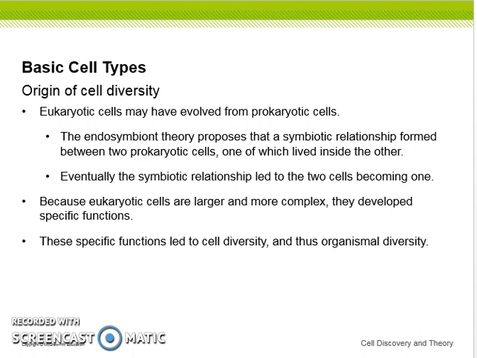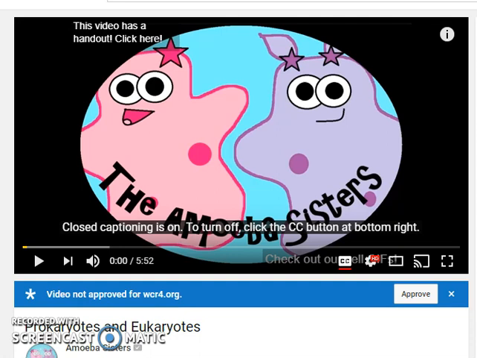The endosymbiont theory proposes that a symbiotic relationship formed between two prokaryotic cells, one of which lived inside of the other. Eventually, the symbiotic relationship led to the two cells becoming one. Because eukaryotic cells are larger and more complex, they've developed special functions, and these special functions led to cell diversity and thus organismal diversity.